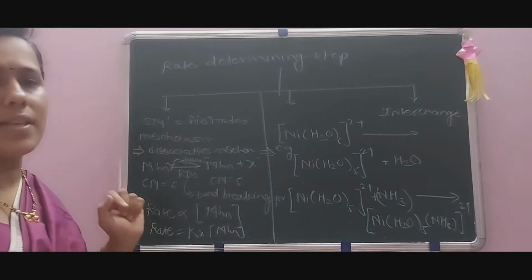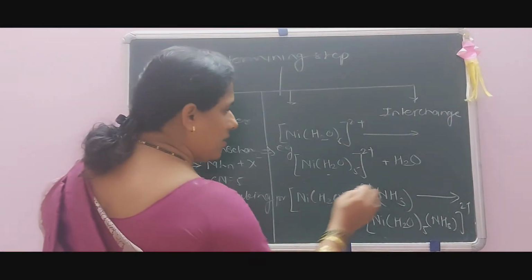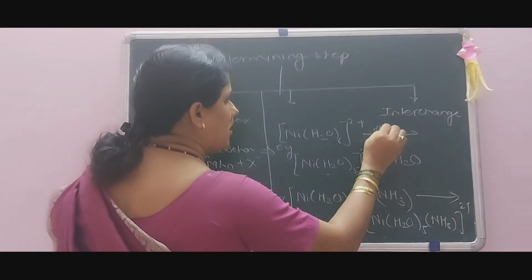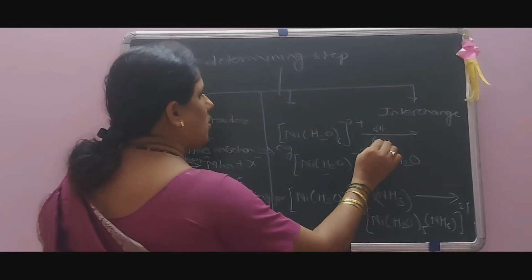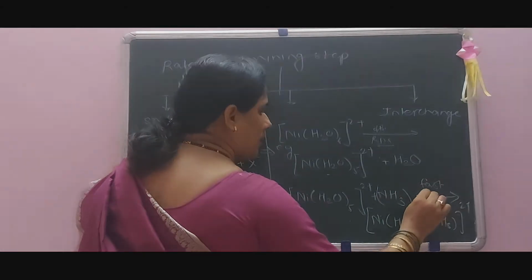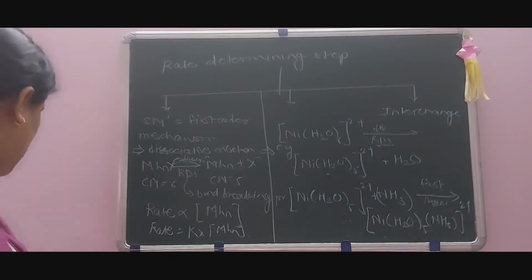Now we go for the second, the association mechanism. Here, in the first step, the dissociation is the rate determining step, which is a slow step, and the association step is a fast step. Can you understand this? Yes, okay.